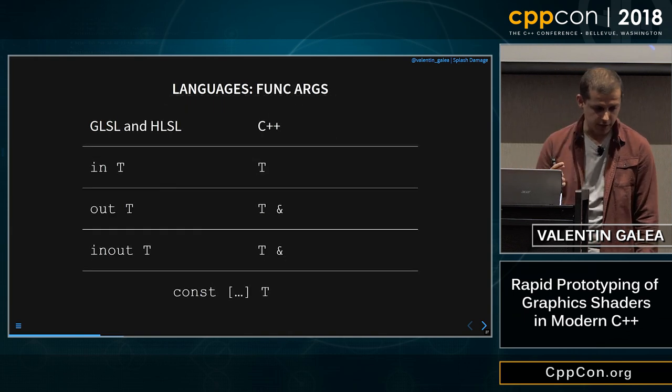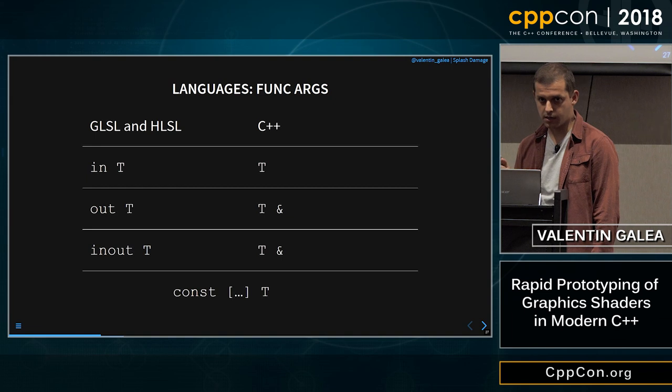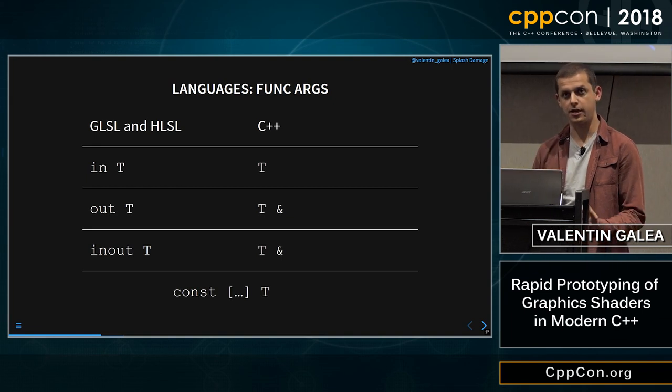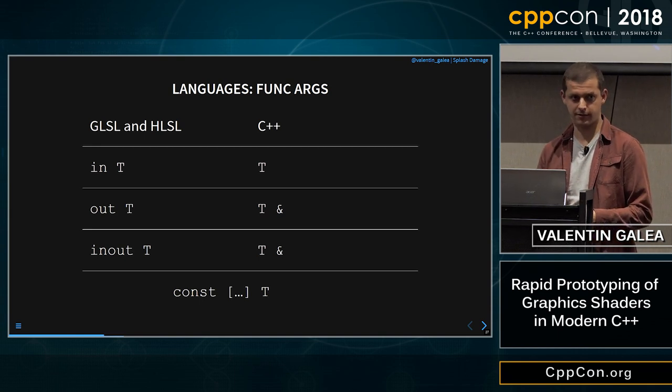Where they differ, though, is how they map out the arguments to functions. Obviously on the GPU, you cannot access memory or have references and pointers. So they have these attributes called in, out or inout, which roughly map to copy by value and copy by reference. And additionally, they have const like C. You can mix and match this with various levels of constness.